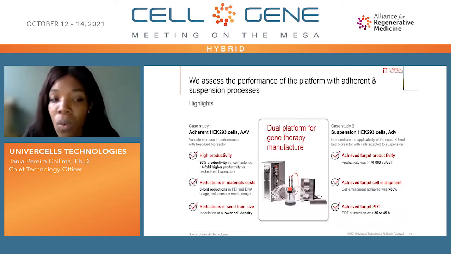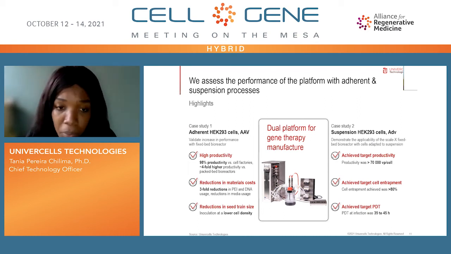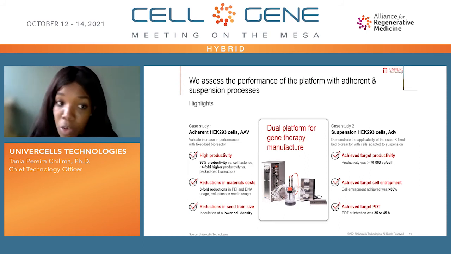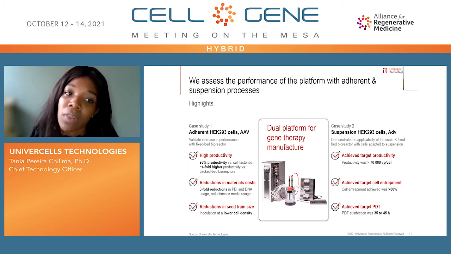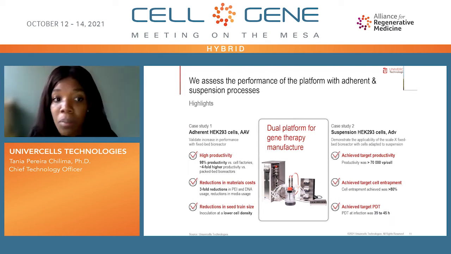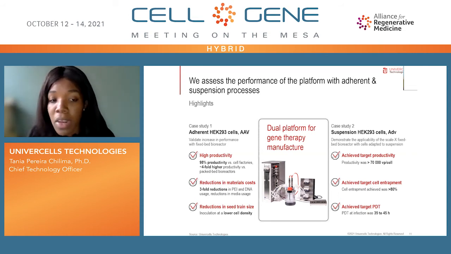Now I'm just going to show you how the system was applied in a couple of projects, 2 case studies for both adherent cells and suspension cells. The first one is an adherent project using HEK-293 cells for a transient transfection process for AAV production, and here we demonstrated high productivity, which was 4-fold higher than traditional packed bed bioreactors.